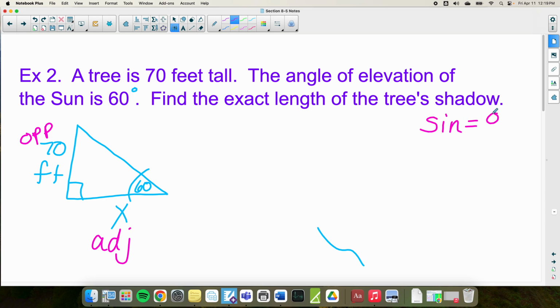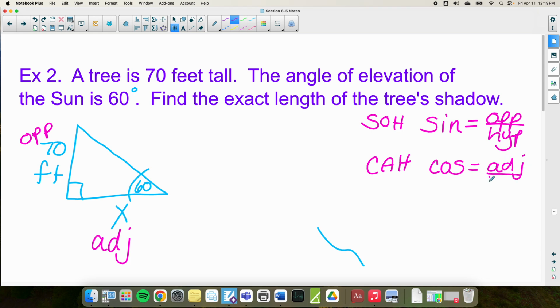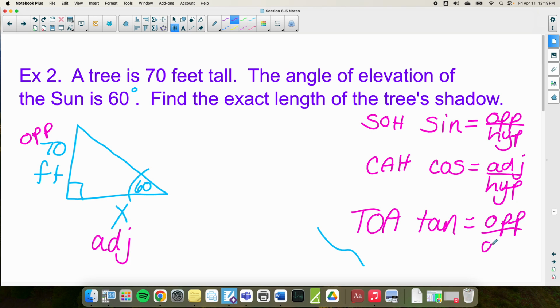Sine, you guys, is opposite over hypotenuse. That's where the SOH comes from. CAH: cosine is adjacent over hypotenuse. And TOA is tangent is opposite over adjacent. And you have this on your cheat sheet, okay?